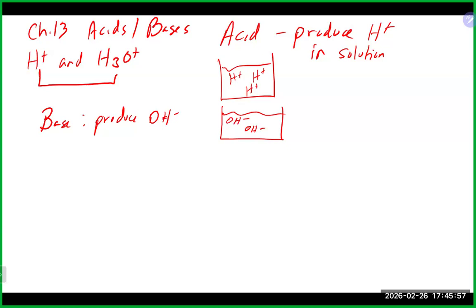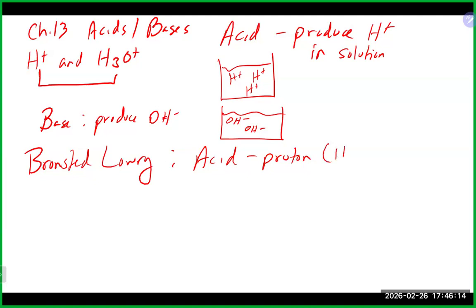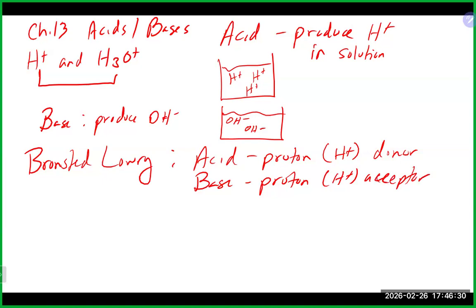Now, a more general definition of an acid and a base is the Bronsted-Lowry definition. In the Bronsted-Lowry definition, an acid is a proton donor, and a proton is another name for an H plus. So it's something that will give away a proton to something else. And a base is a proton acceptor. As we talked about at the end last time, the Bronsted-Lowry definition creates partners or pairs as a result of that relationship.